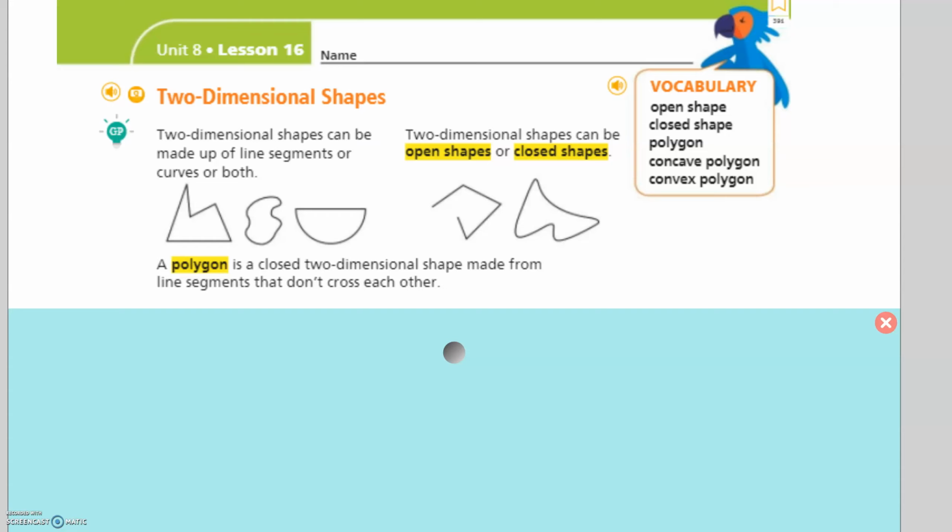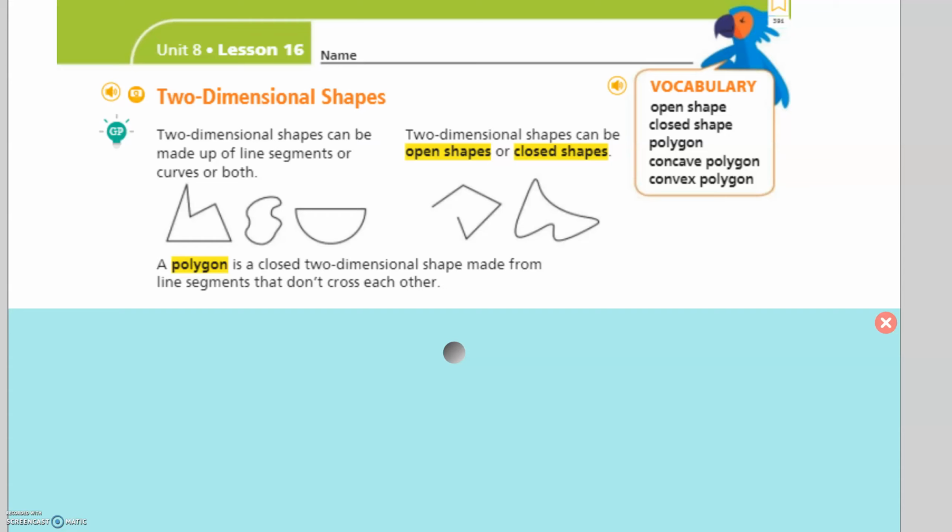Now, we've already talked about some two-dimensional shapes, so it's a little bit odd that we're seeing this lesson now. A two-dimensional shape just means that it's a flat shape. Okay, so we've talked about quadrilaterals and we've talked about triangles. Those are some examples of two-dimensional shapes. Today we'll talk about some of the qualities of two-dimensional shapes as well as learn some new two-dimensional shapes.